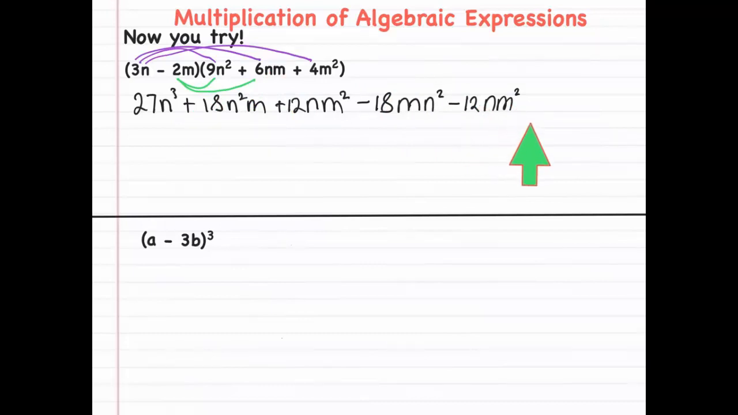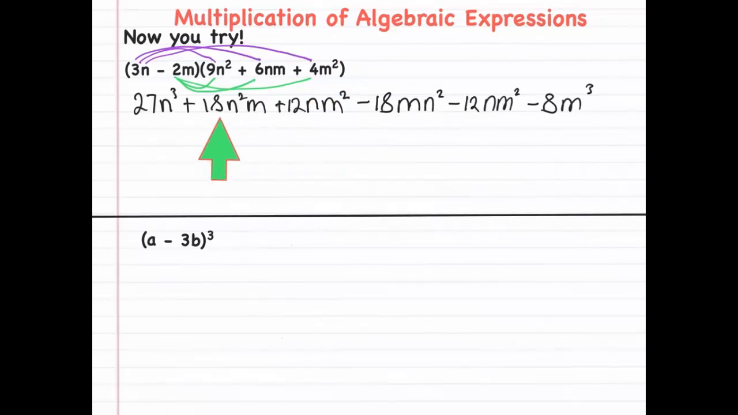Okay. And lastly, we are going to take the minus 2m and times the 4m squared. So again, negative with a positive is a negative. And then 2 times 4 is 8. And here we go. M with the m, write the m. That exponent plus that exponent gives me 3. So it's going to be m to the power of 3.